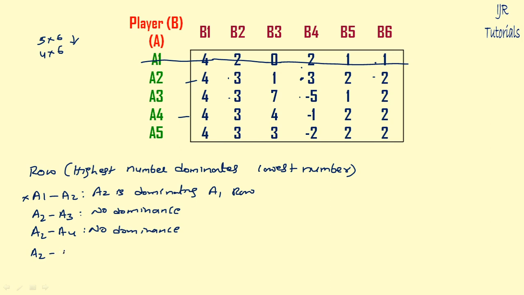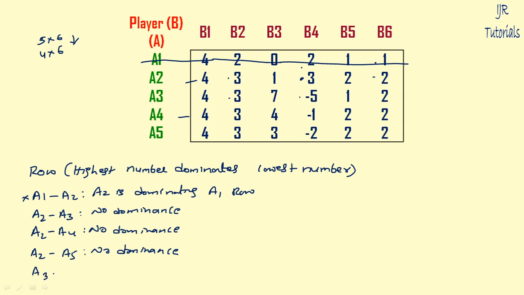In the next one, A2 to A5 comparison. See A2, A5: 4 and 4, both are dominating each other. Next A2, 3 and A5, 3, both are dominating. A2, 1 and A5, here A5 is dominating A2 because A5 is having 3. And second, under B4, 3 and minus 2 is there. A2 is 3 and A5 is equal to minus 2. Now 3 is dominating minus 2. So in one case A5 is dominating, in another case A2 is dominating. That means no dominance exists. So A2 and A5 completed.